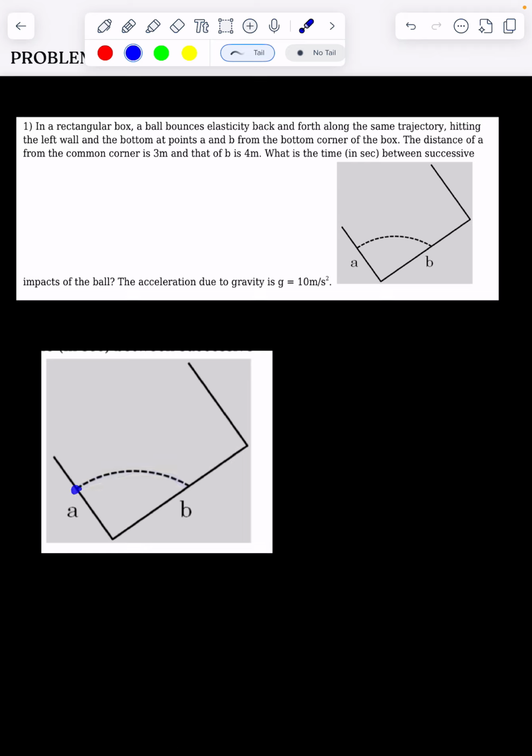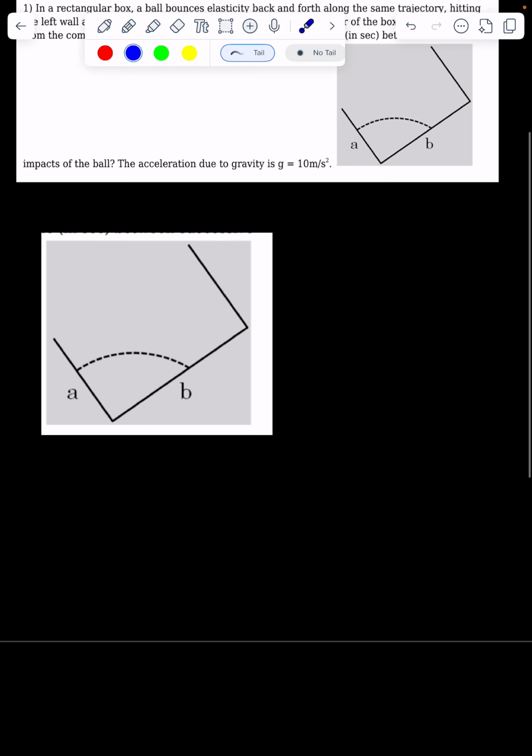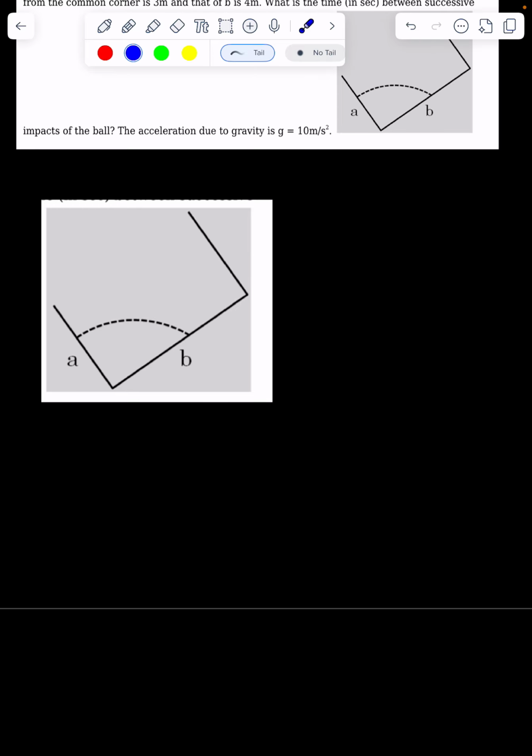So what are these points where it is starting and ending and henceforth repeating or rebouncing? This point is at a distance of 3 meter from this corner, and this point is at a distance of 4 meter from this corner. So from this idea, we have to calculate how much time it takes between successive impacts of the ball. So here goes the solution.